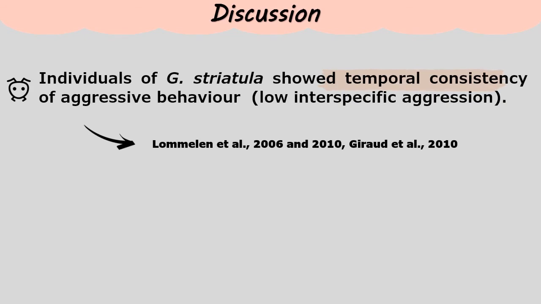So, going back to our first goal of the study, we have shown that individuals of Gnaptogenesis striatula show temporal consistency of aggressive and many other behaviors, although individuals show low interspecific aggression, with intonation being the most common of the interaction behaviors. Other studies have found the phenomenon of low aggression for this species as well, although being discussed in a different context, such as dominance hierarchy. But still, maybe we can discuss the idea that low aggression is a species-wide trait for Gnaptogenesis striatula.